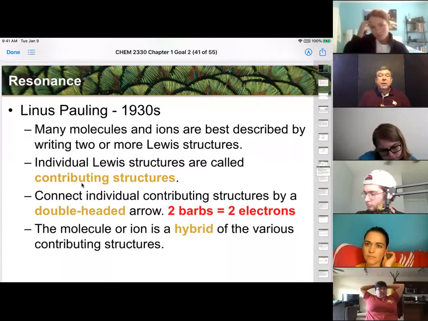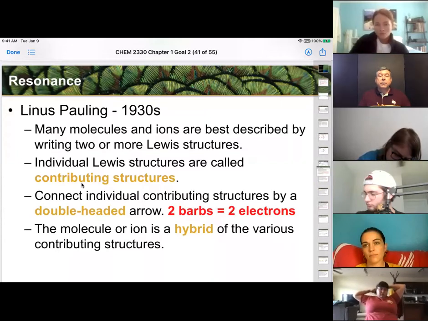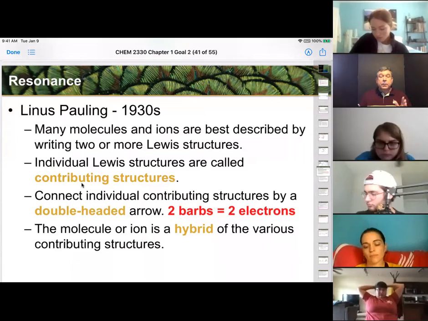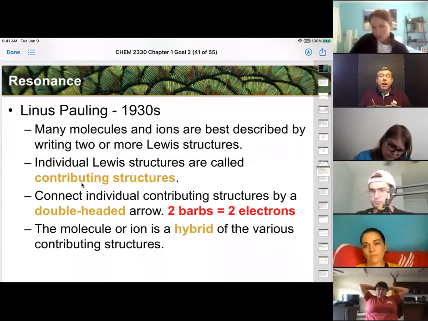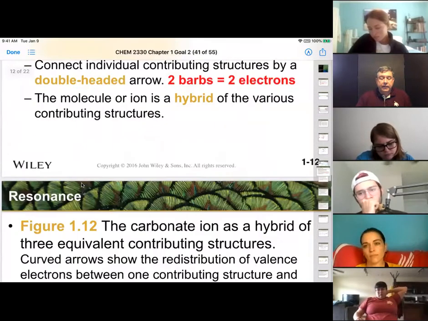Because we can have more than one structure that looks valid as a Lewis dot structure, and we can move electrons from one to the other without breaking any bonds, we call this molecular ion a hybrid, because it really doesn't exist in any one structure. It exists as some structure in between. So let's look into that in a little more detail and see if we can understand.